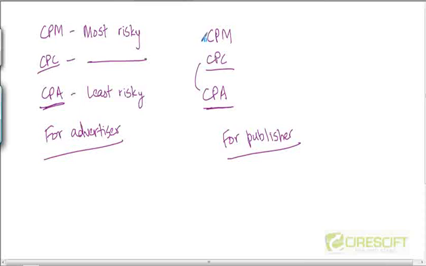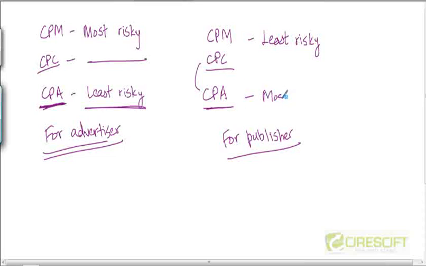So it would be least risky for the publisher because you're getting paid every time somebody views your page. Yes, exactly. Every time you show an ad, you're getting paid for it. So there is no uncertainty for you, just like there was no uncertainty for the advertiser under the CPA model, because the advertiser only has to pay when somebody is actually buying the product.